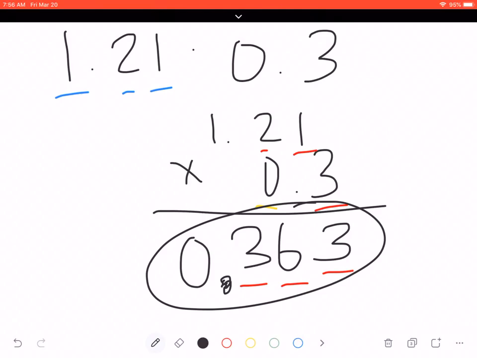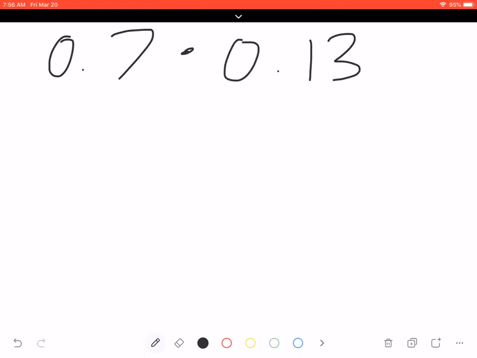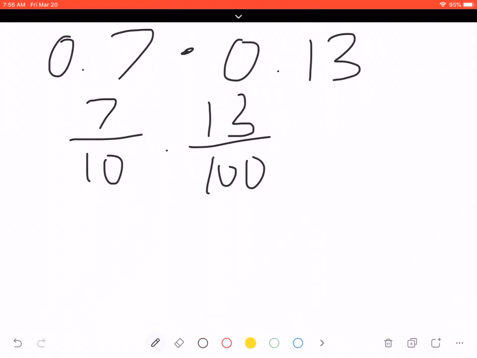Okay, let's do another one. Let's go 7/10 times 13/100. So I'll rewrite this one as 7/10. This as 13/100. Same thing, I've got 1, 2, 3 there. So that's going to give me 3 thousandths.